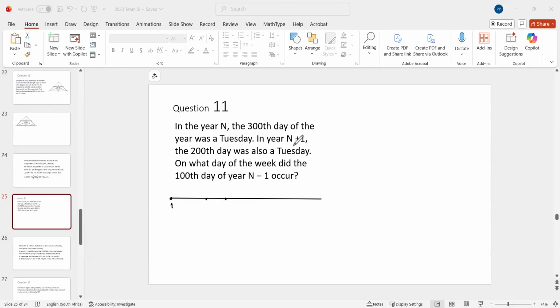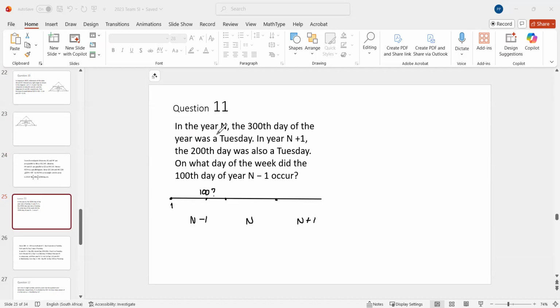You've got the years N, N plus 1, and N minus 1. So let's imagine that this is year N minus 1, and this is year N, the year N plus 1. They mention these 3 consecutive years. And the question is, on what day of the week is the 100th day, of year N minus 1, given that you've got 365 or 366 days in each year?